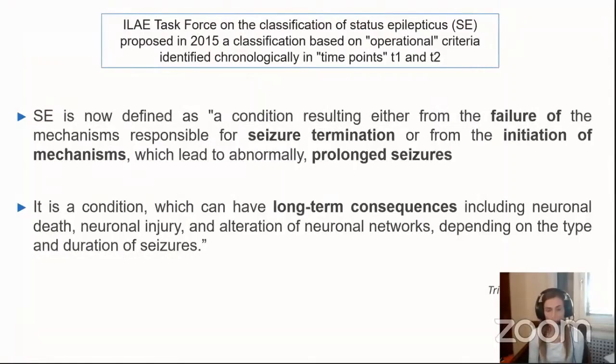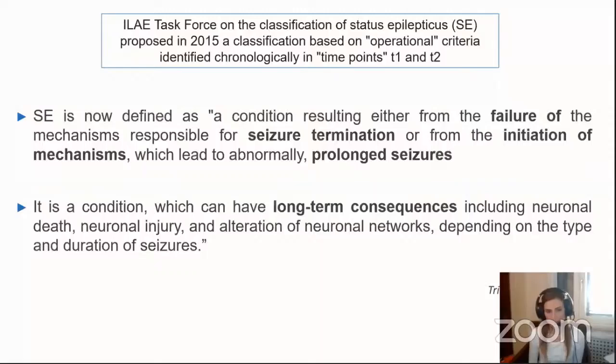So let's look at the results of the great effort of the ILAE task force from 2015, with the attempt to classify SE from a different point of view. They talk about operational criteria to classify patients with SE and chronologically identified 2 time points, T1 and T2.